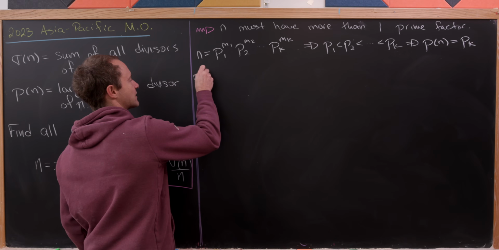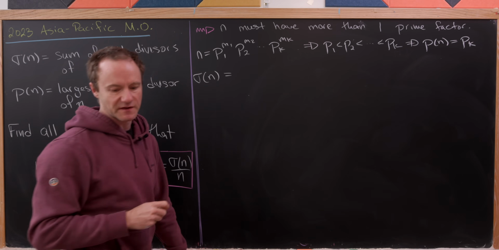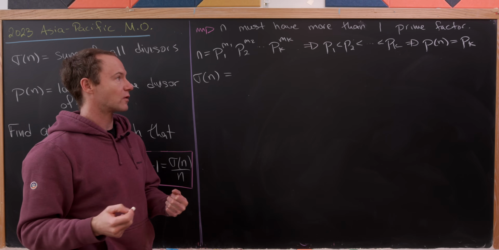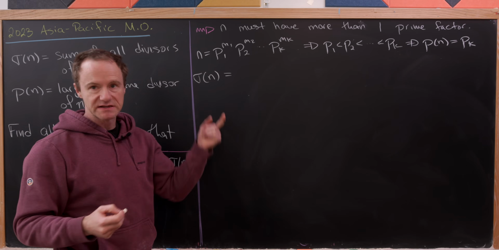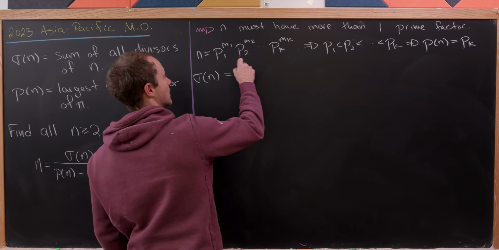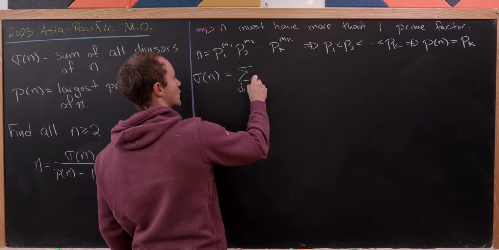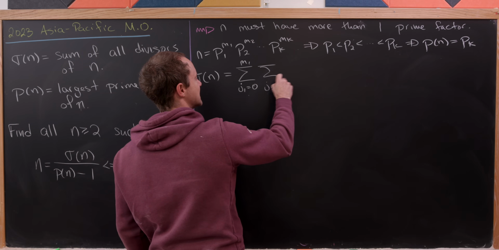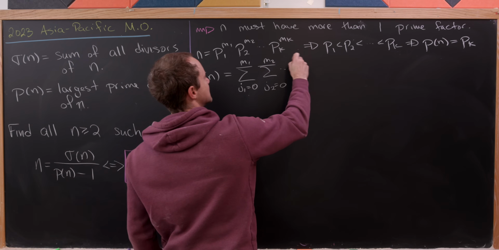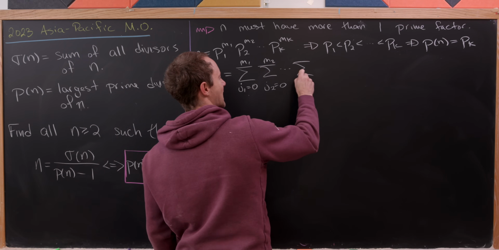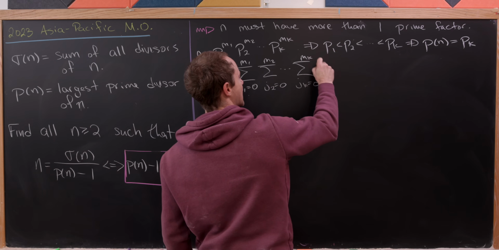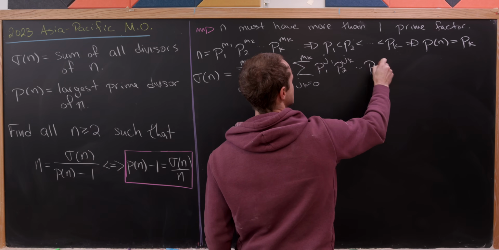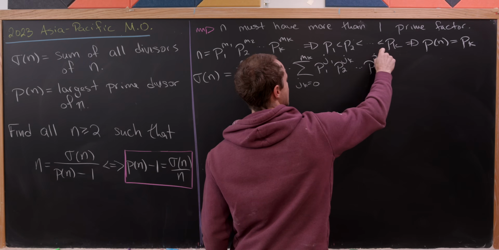Okay, so now let's calculate the sigma of n function, but let's observe that that's going to be k sums, where we're summing over all possible powers of p to the 1 and p to the 2 and so on and so forth. So we could write that in the following way. We've got the sum as j1 goes from 0 up to m1, and then inside of that the sum as j2 goes from 0 up to m2, and so on and so forth, up to the sum as jk goes from 0 up to mk of p1 to the j1 times p2 to the j2 all the way up to pk to the jk.